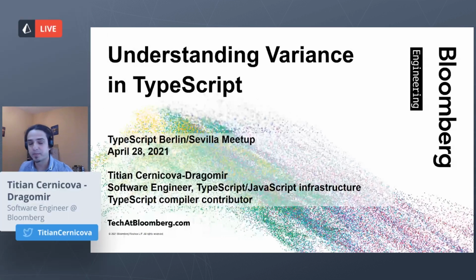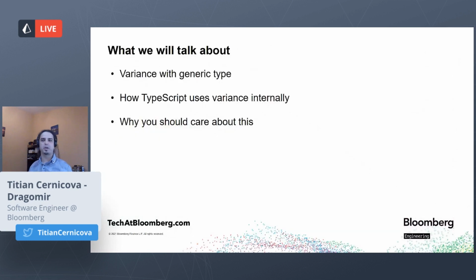Thank you very much. So, hello, everybody. We're going to talk about variance in the TypeScript type system today. So we will first of all talk about what variance means, and we're going to relate this to a generic type. We're going to talk a little bit about how TypeScript actually uses variance internally and how that surfaces inside TypeScript. And we should also see exactly why we should care about this.